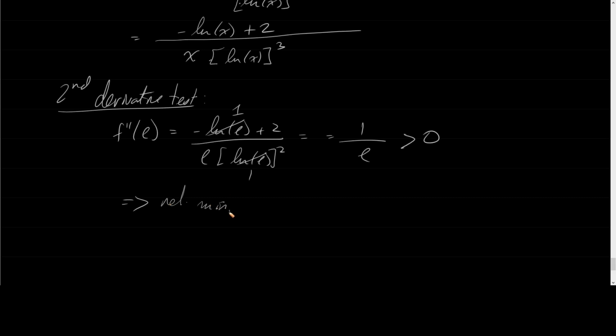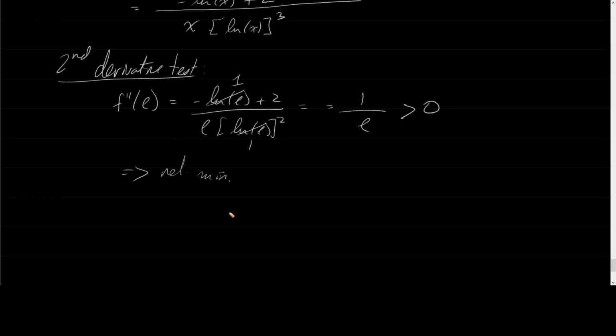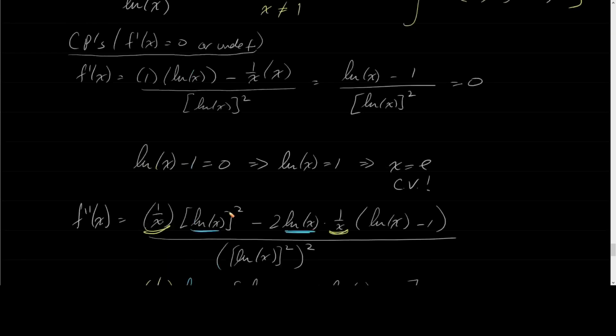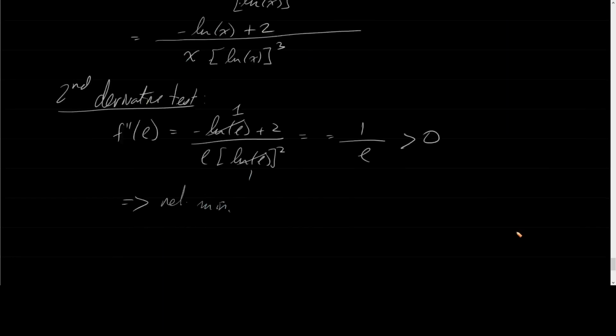All right. Now, as far as what this looks like, if I plug in e to the original function so that I can get a coordinate here, I get e over ln of e, so that's just e, right? e over 1. So in here, I can say that this gives me the point e comma e. All right, so let's go ahead and sketch this.